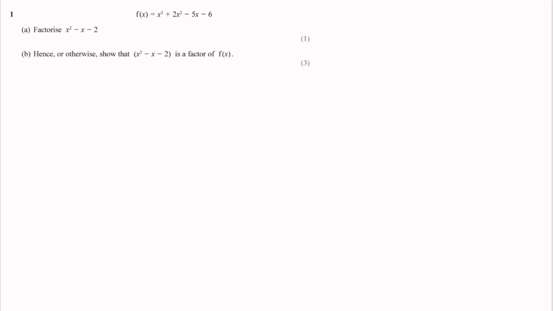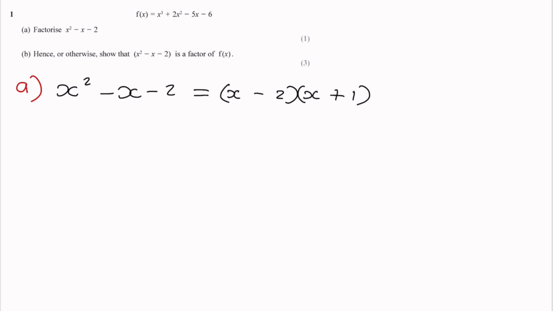Question 1a. Factorize x squared minus x minus 2. So we can factorize this quadratic into double brackets. We need two numbers that multiply to give minus 2, so that's 2 and 1. To get x squared, we do x multiplied by x, and to get minus 1x in the middle, we need minus 2 plus 1.